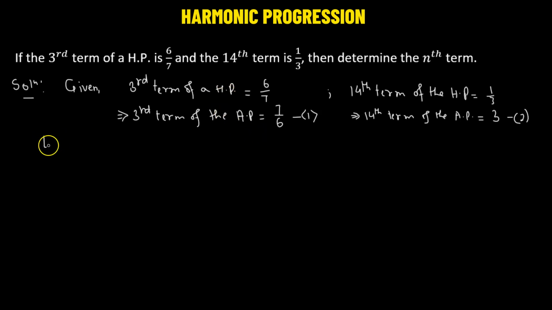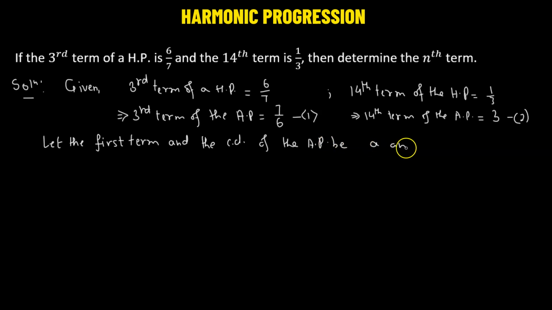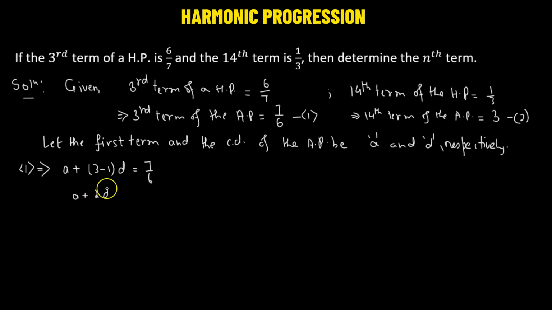an arithmetic progression. Now we'll specify the first term and the common difference of the arithmetic progression. Let the first term and the common difference be A and D respectively. Once we do that, we can rewrite equation number 1 as A plus 3 minus 1 times the common difference D equals 7/6. So we have A plus 2D equals 7/6. Let this be equation number 3.